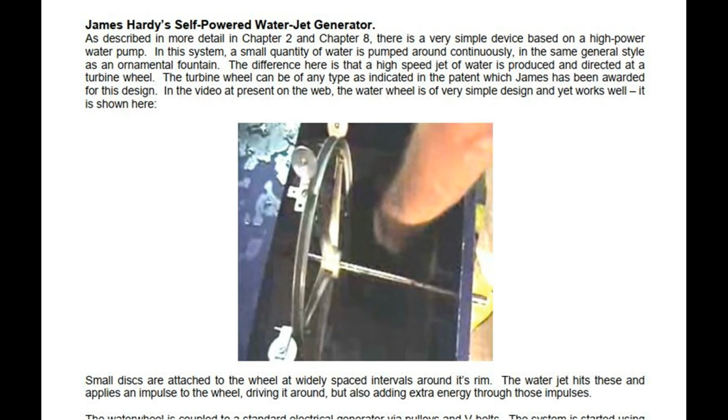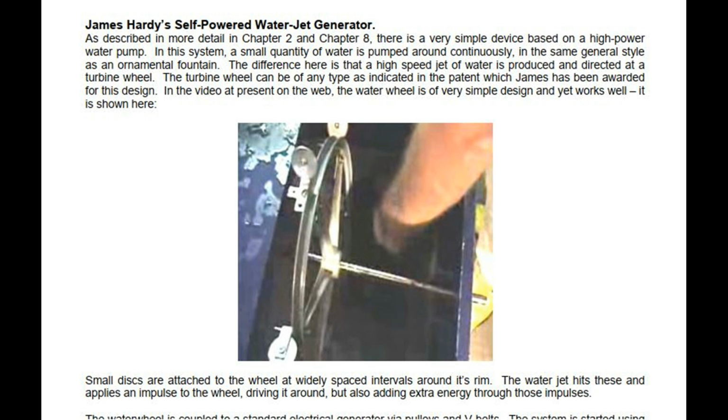James Hardy's self-powered water jet generator. As described in more detail in Chapter 2 and Chapter 8, there is a very simple device based on a high-power water pump. In this system, a small quantity of water is pumped around continuously, in the same general style as an ornamental fountain. The difference here is that a high-speed jet of water is produced and directed at a turbine wheel. The turbine wheel can be of any type as indicated in the patent which James has been awarded for this design. In the video at present on the web, the water wheel is a very simple design and yet works well. It is shown here.